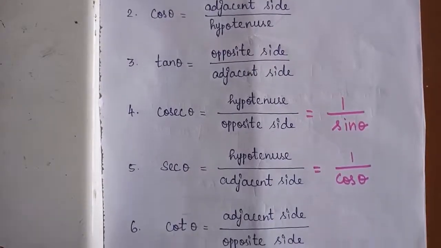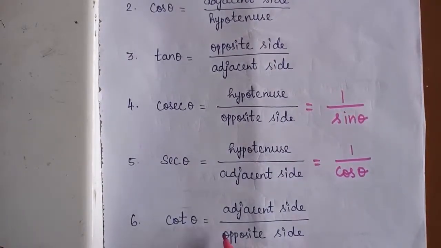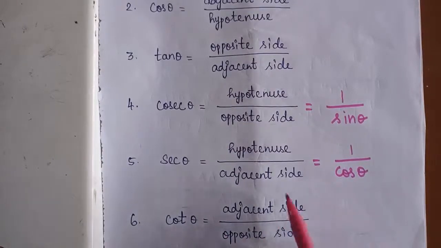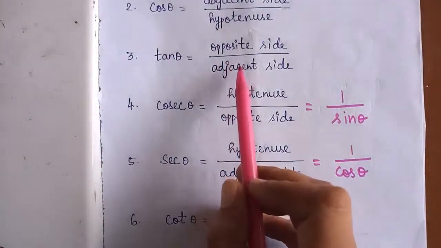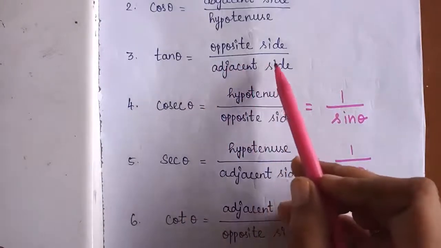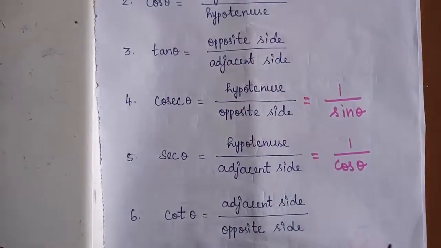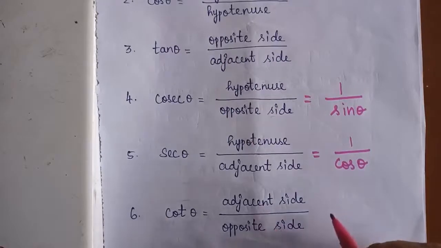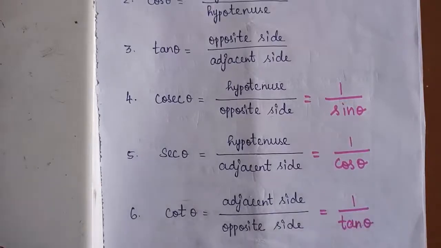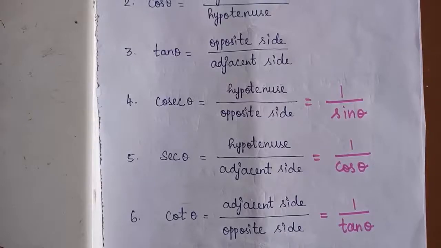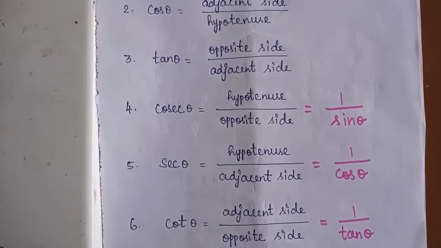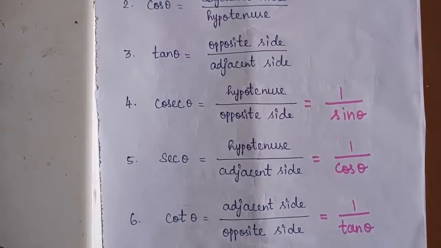Then another one is cot theta. Cot theta is equal to adjacent side by opposite side, which is equal to 1 by tan theta, because tan theta is equal to opposite side by adjacent side and cot theta is equal to adjacent side by opposite side, which is equal to 1 by tan theta. So these are the 6 trigonometric ratios: sin, cos, tan, cosecant, secant and cot.